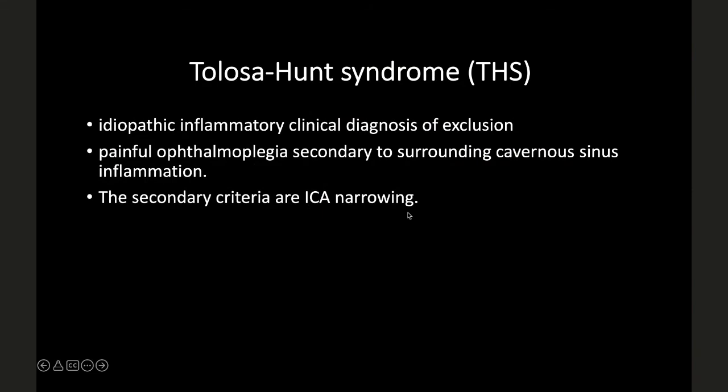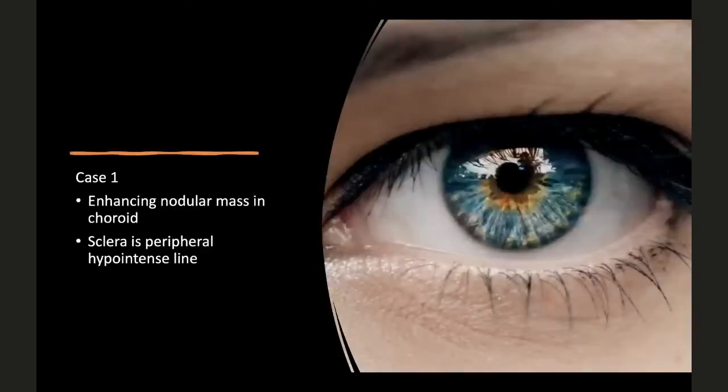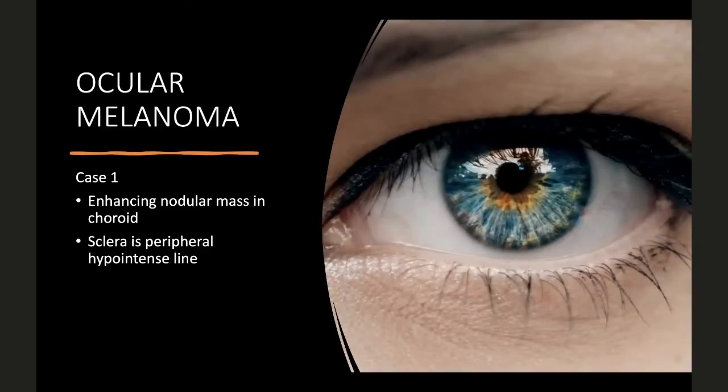Check for ICA narrowing, I put that in there because it's in the region of the cavernous sinus. It does cause painful ophthalmoplegia, and it's secondary to surrounding cavernous sinus inflammation. So masses, 15 minutes, maybe I can cover some of them. So ocular melanomas, this is one of the cases which is going to show a nodular mass in the choroid.